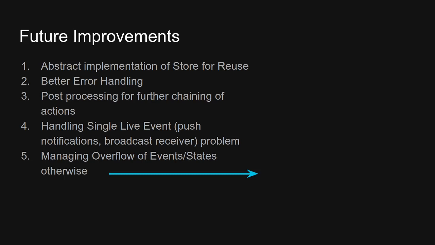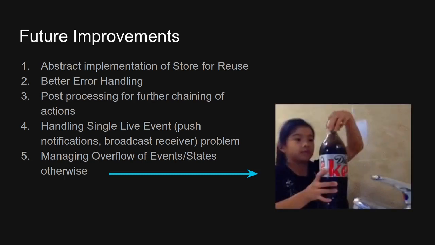Post processing for further chaining of actions is very required. For example, in case of a user sign in app, when the sign in succeeds, you start loading other data, such as a Twitter feed. Then there is the single live events problem, for example a push notification or a broadcast receiver, which comes many times in Android apps. You need to handle all those cases also with the state. And the fifth problem is managing overflow of states. Otherwise, as you can see, this can happen to you.